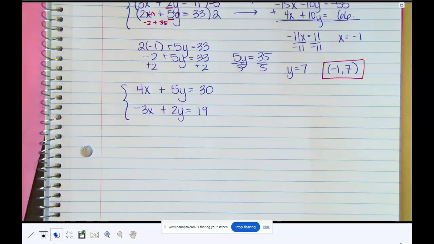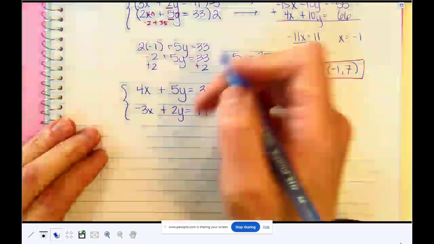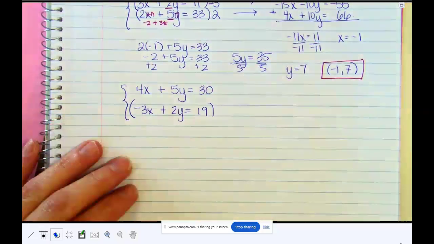Should we eliminate x's or should we eliminate y's? Why would you choose x's? Because they're smaller numbers. Okay, that's one reason. Why else would we choose x's, Trina? Already negative. One's already negative. I would absolutely use that. So if I wanted to eliminate x's, I would multiply the bottom by what?